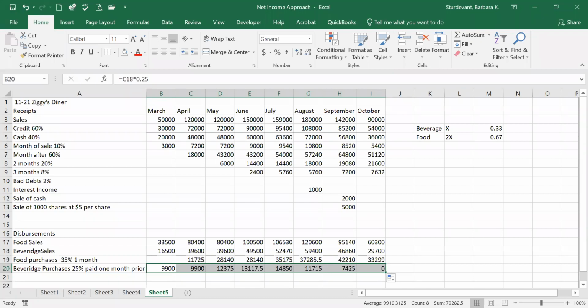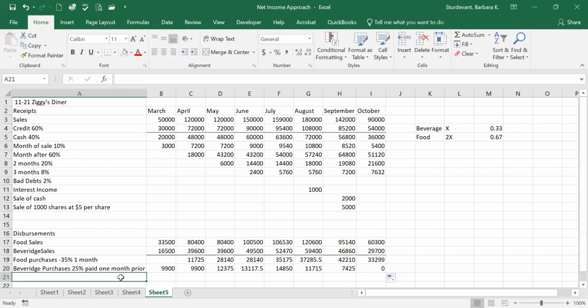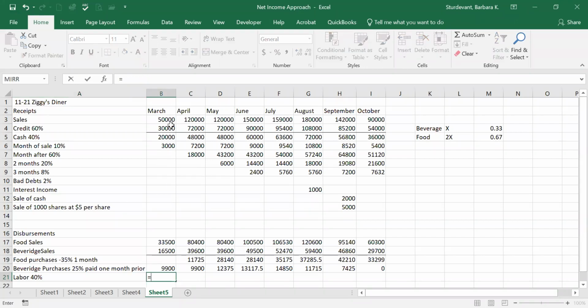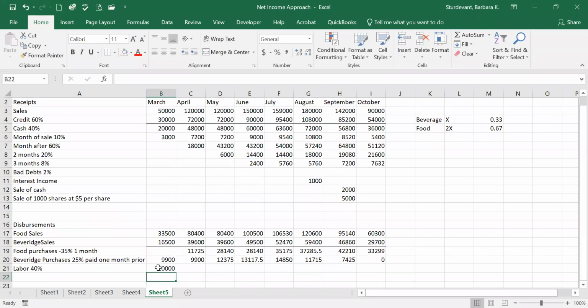Okay. All right, so your next thing they tell you, again, we're just going down through. Labor is 40% and paid for in the month. Make sure that you go back to the total sale number to fill this in. So we would go all the way back up here times the 40%. And we would just carry that across.